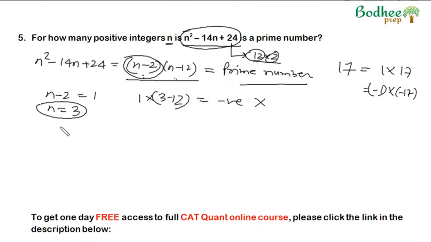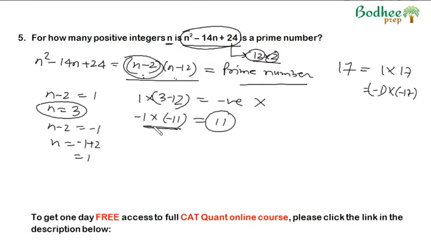Right? Now if I take the value of n minus 2 to be minus 1, then the value of n has to be minus 1 plus 2, which comes out to be 1. Now if I substitute n as 1, then it will be 1 minus 2, that is minus 1, into minus 11, right? So it comes out to be 11. Although these two numbers are negative, we are getting the product as 11, and the value of n is 1, which is a positive integer. So can I say this would be the answer?